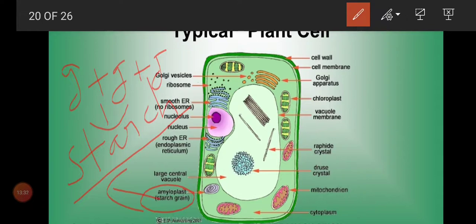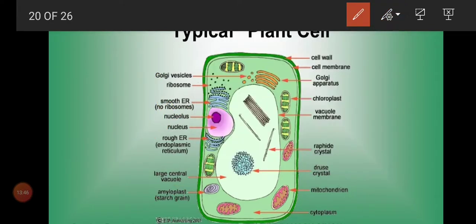After synthesis of glucose, that is the food of the plant, and it is stored inside the cell. That we call a starch grain, amyloplast. Next we'll move on to the next one, and here in the center we can see the nucleus. The center of the cell has the nucleus.